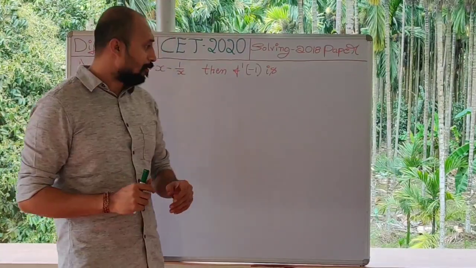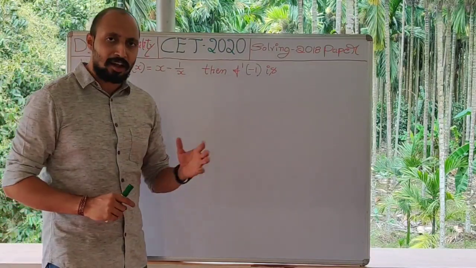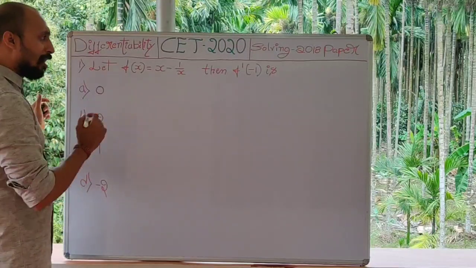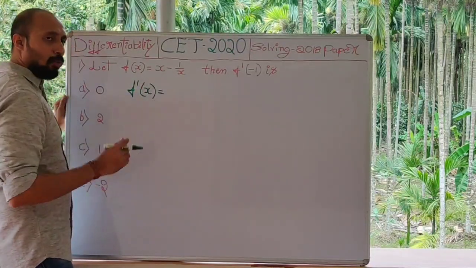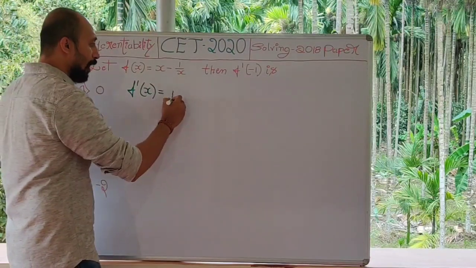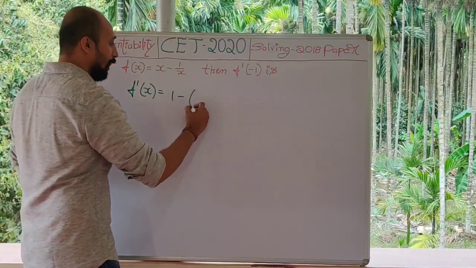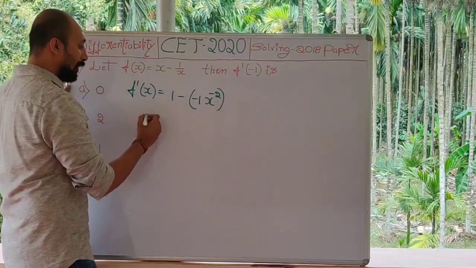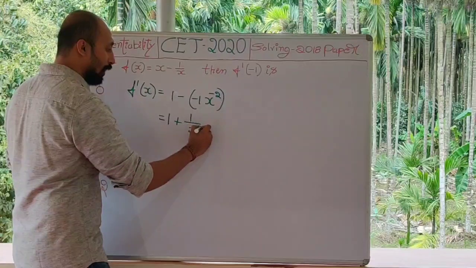So let f of x is equal to x minus 1 by x. Then f dash of minus 1 is what? That is my question. So what I have to find is f dash of x. What is the differentiation of x? Differentiation of x is 1. What is the differentiation of 1 by x? It is minus 1 x to the power of minus 2. So we can write this as 1 plus 1 by x square.